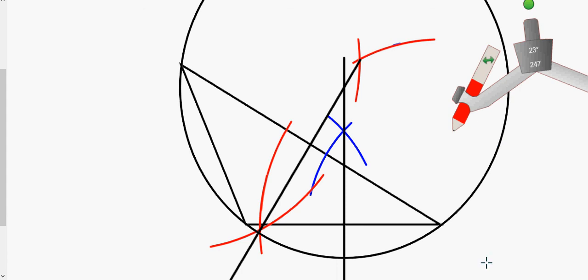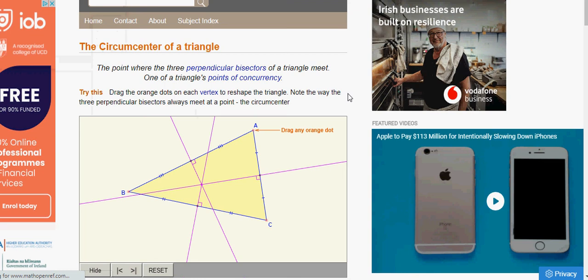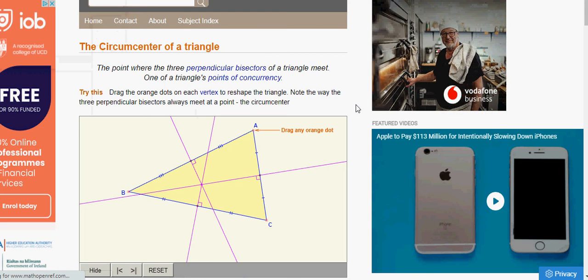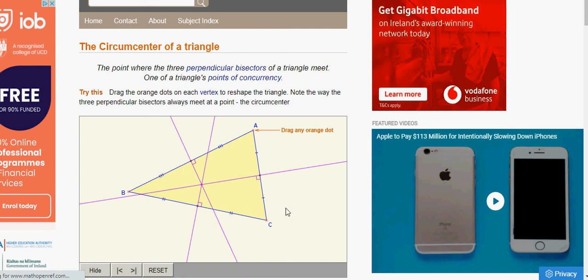Now, I know a good website for this. What you guys are looking at on the board is looking for an ad for an app. Apple are going to pay me 133 million. Oh, never mind. They're going to pay me that. They're going to pay somebody else that.